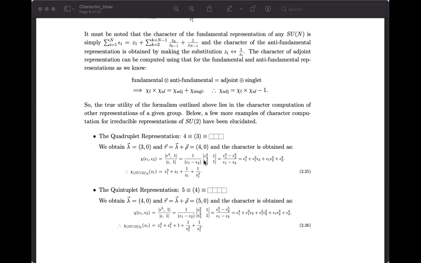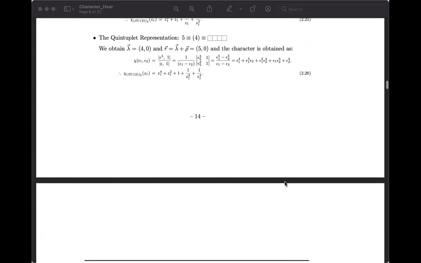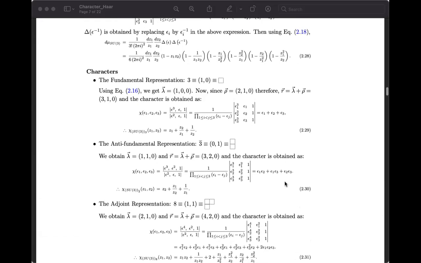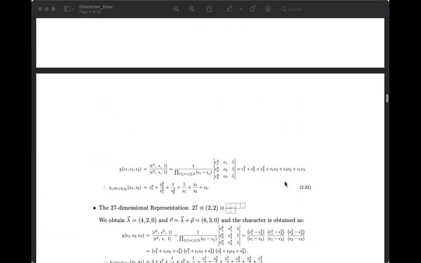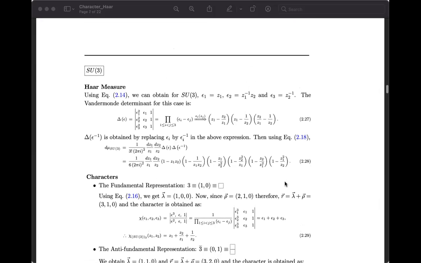So if you calculate, then you should be able to rederive equations 2.25, 2.26, and those equations, right? And so we can calculate in a similar way for SU3 and SU4 and so on. So let's see, I'll give you some hints and then we can proceed accordingly.